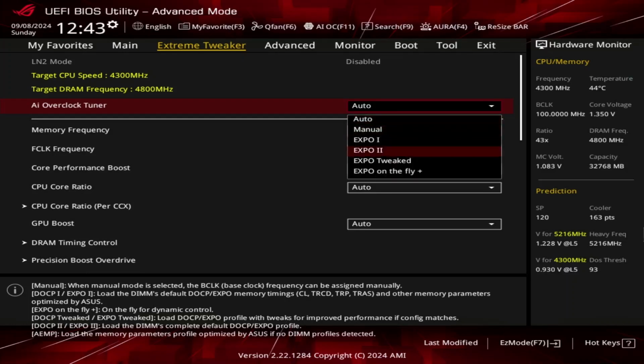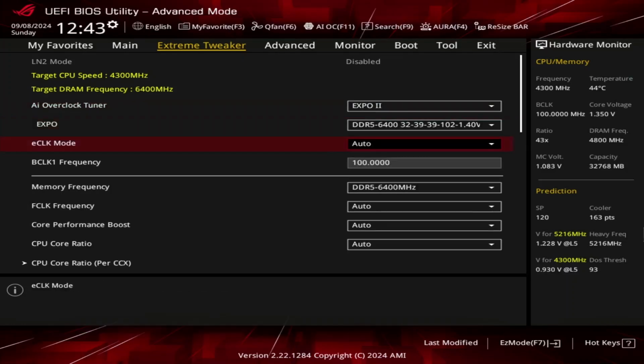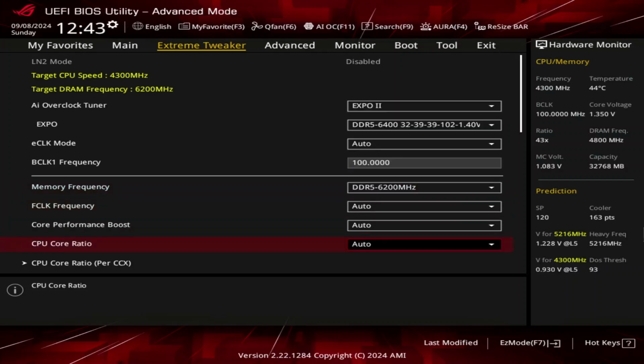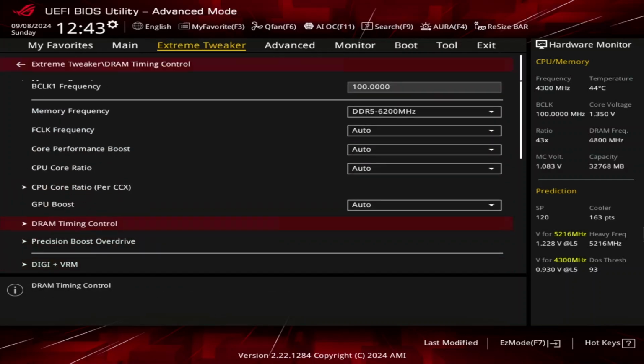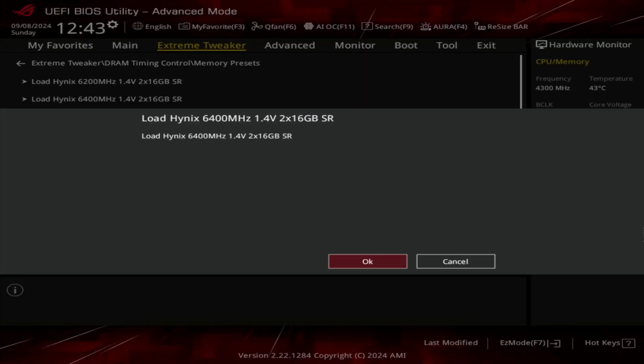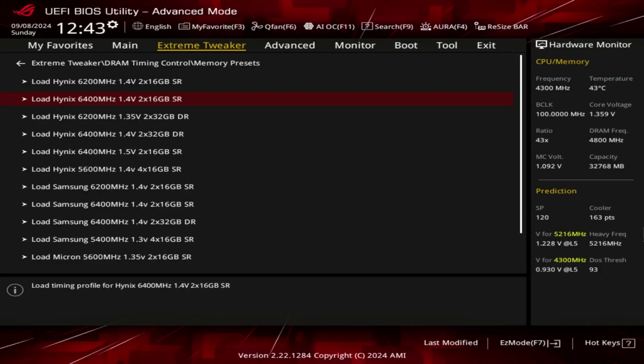Set AI overclock tuner to EXPO 2. Set memory frequency to DDR5 6200. Enter the DRAM timing control submenu. Enter the memory presets submenu. Select load Hynix 6400 1.4 volt 2x16GB single rank and click OK.